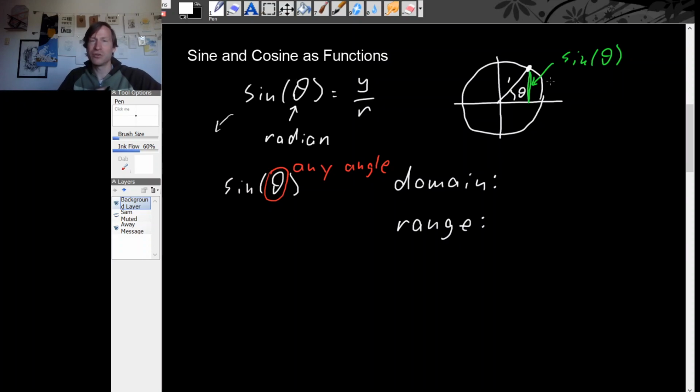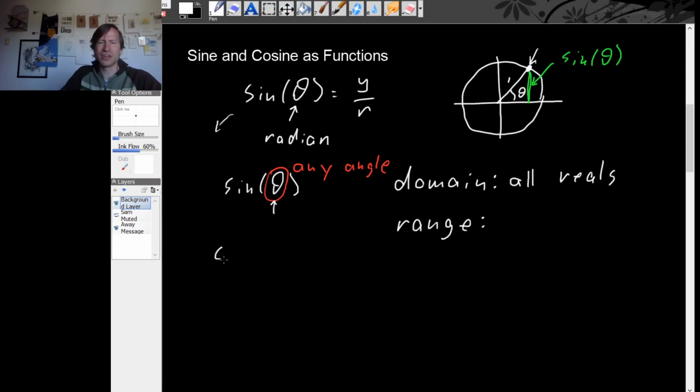So to figure out the domain of sine, we just have to ask ourselves, for what angles is there a vertical coordinate? Well, it doesn't matter what angle you put in this unit circle. You're always going to intersect the unit circle somewhere up here, and that point will have a vertical coordinate. And so there's always some output that comes out of sine here, no matter what angle you put in. And so you can put any angle into the sine function. That means the domain of sine is all real numbers.